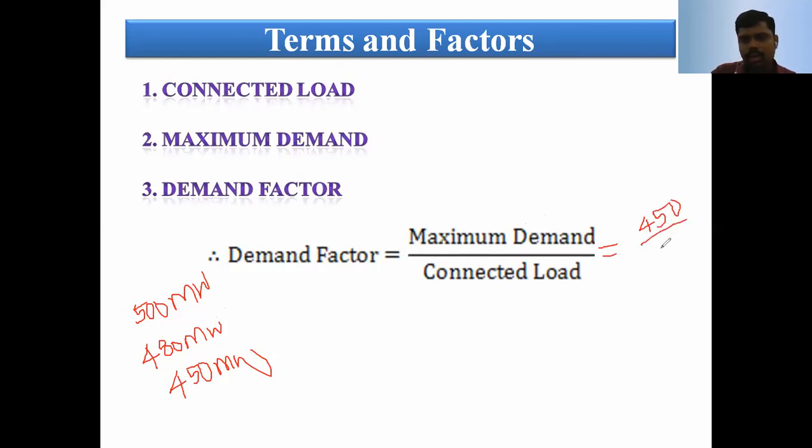How much is the connected load at the particular time? The demand factor is always less than unity. Suppose the connected load is 435 megawatt. The connected load means the consumers have taken the electricity board service, but they never utilize the full 435 megawatt. They are utilizing in between, that is 410 or 415 megawatt.